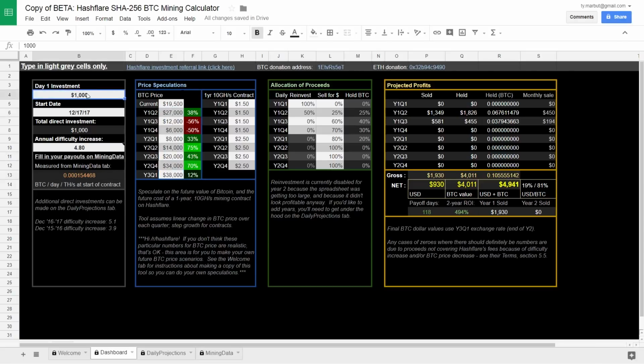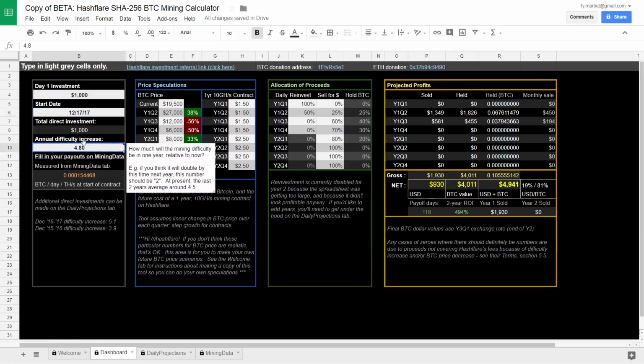Day one investment, this is your initial capital. So if you put in $1,000, this total direct investment will also show $1,000. If you want to put money in direct investment later on, I have a place for you to do that. We'll do that over on the daily projections tab, and it says that here. These are the notes, obviously. The start date is the date. That's just so that there are dates in there. The spreadsheet doesn't actually depend on the actual date, but that's just so that you can see what's going on in certain days, so you put that in there.